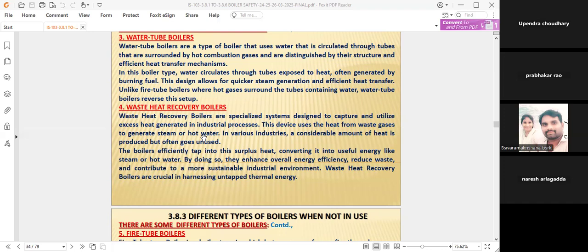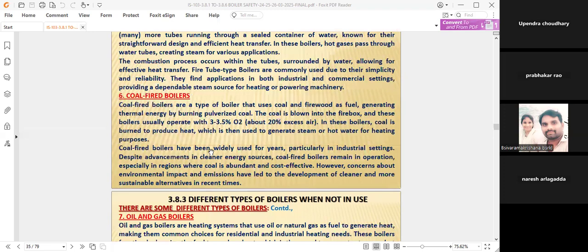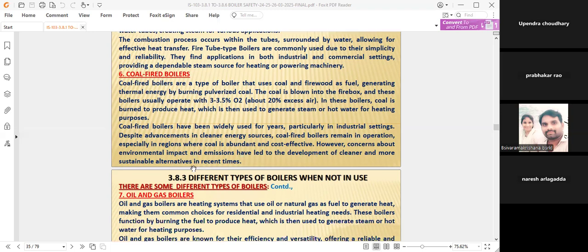That's what the government is suggesting: small heat recovery boilers to take care of the carbon dioxide releases from the coal-fired boiler. Carbon dioxide has thermal energy that can heat water in waste heat recovery also. Therefore, the environment will not be heated by carbon dioxide released to the atmosphere. That's why concerns about the environmental impact and emissions have led to the development of cleaner and more sustainable alternatives in recent times, because sustainability is to be maintained.